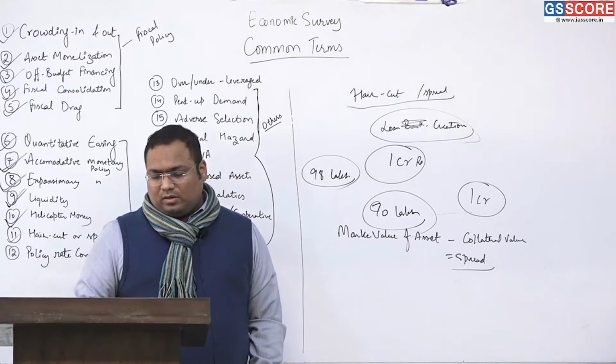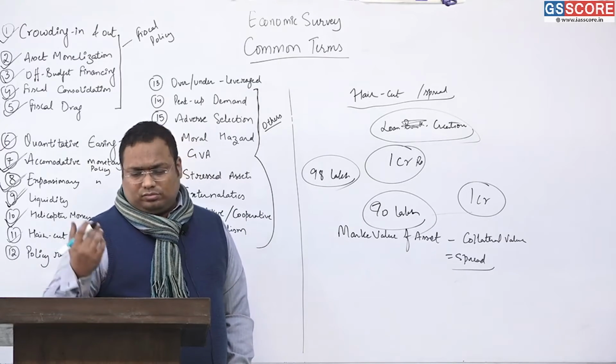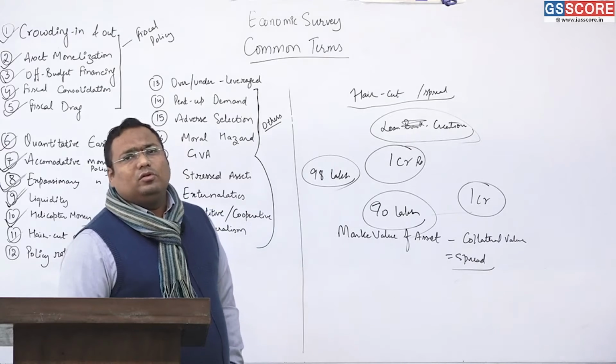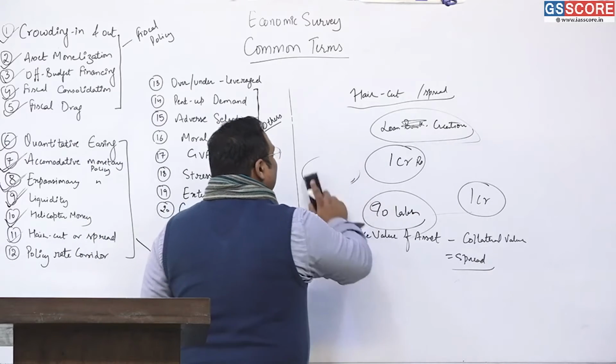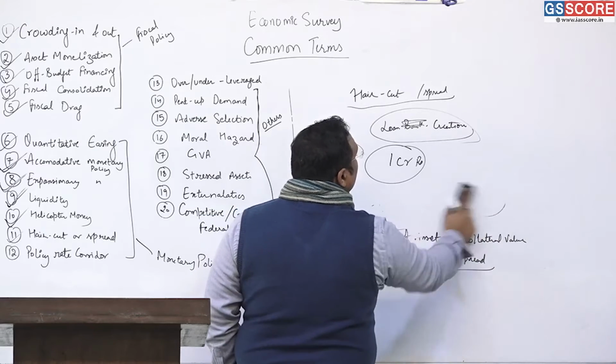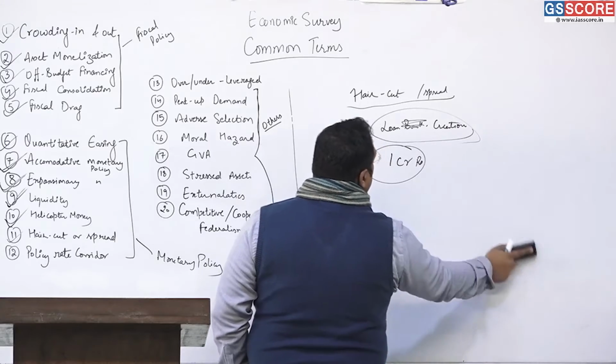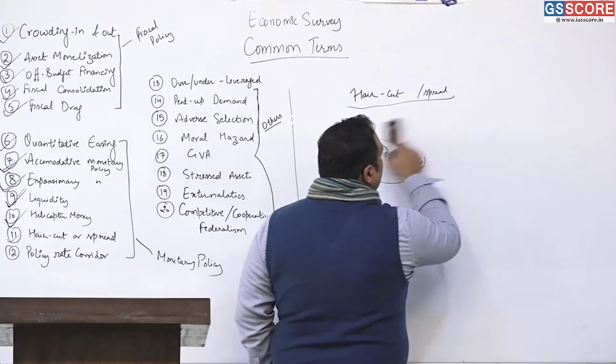So again, that is going to give you a good value. If the asset is fixed value, if the asset has high liquidity and low risk, then the spread would be very small. Okay, so I hope it is clear.